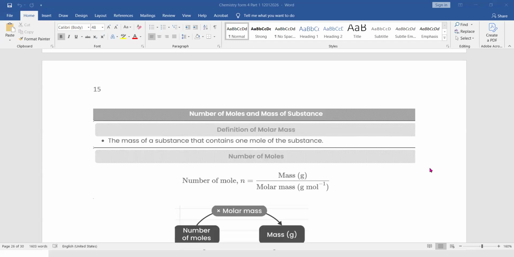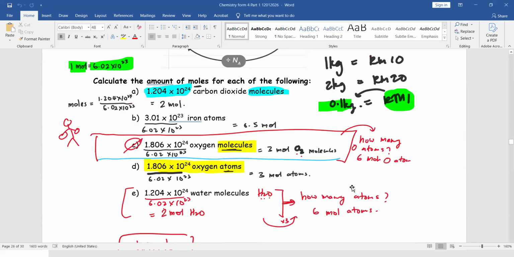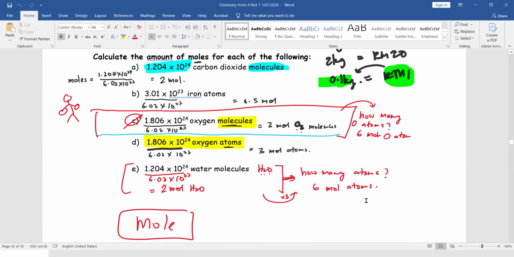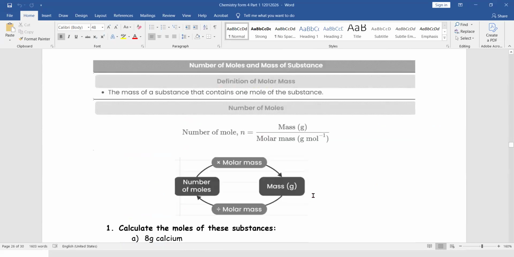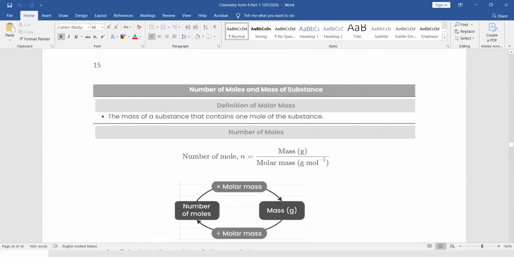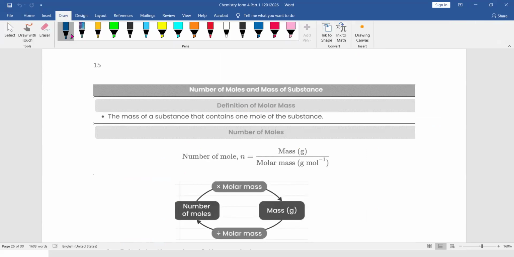All right. So now, last class, we talked about this formula. If I have so many atoms, how many moles is it? Today, we're going to do something else, which is how moles is connected to mass.